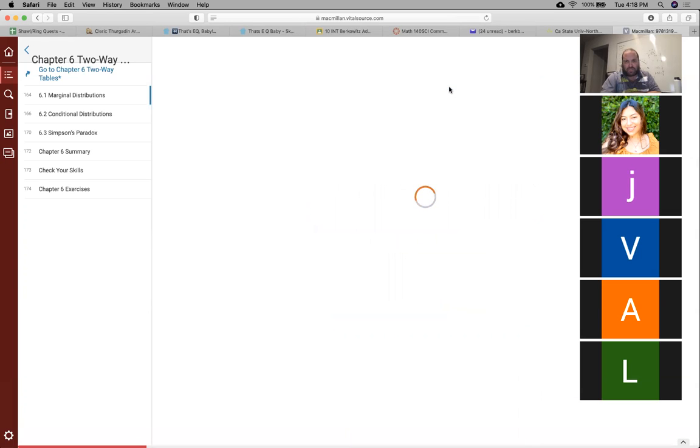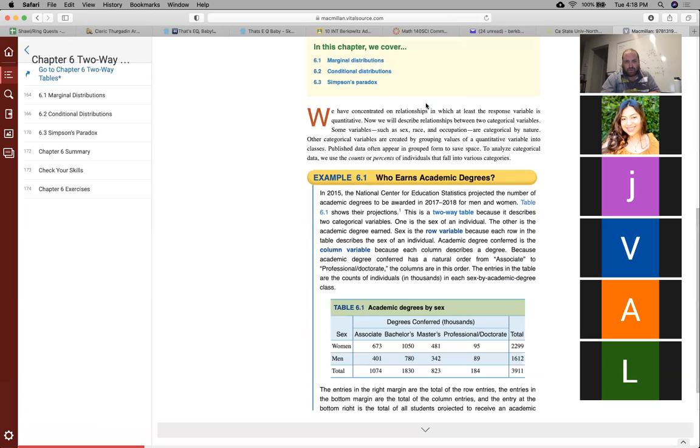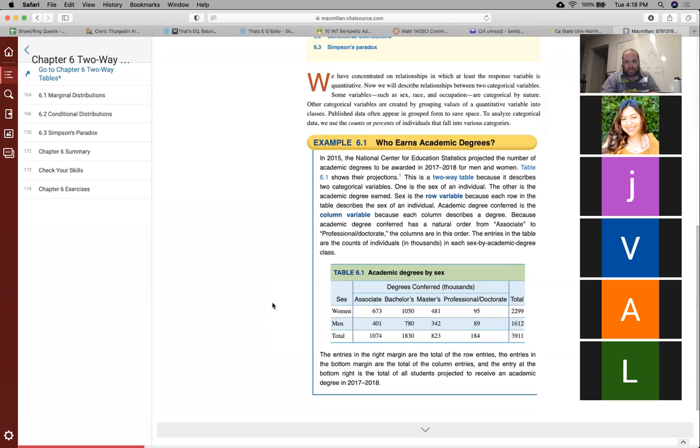It references table 6.1, so let's reference table 6.1. Here we have this table on academic degrees by sex. Degrees conferred in the thousands. We have women and men. And then we have which degree they've earned: associate, bachelor's, master's, or a professional / doctor's.